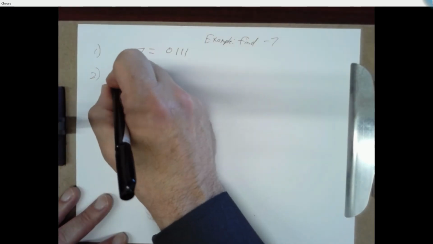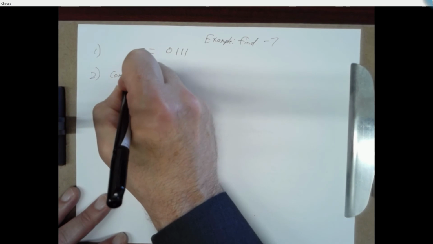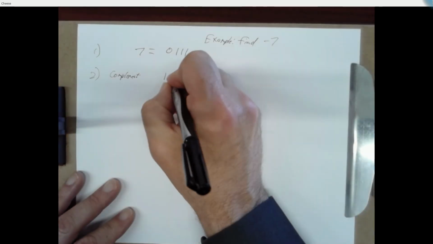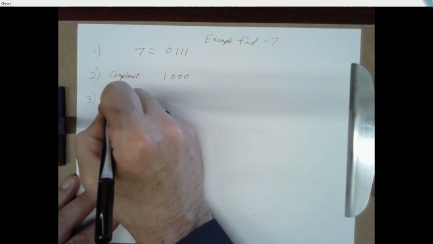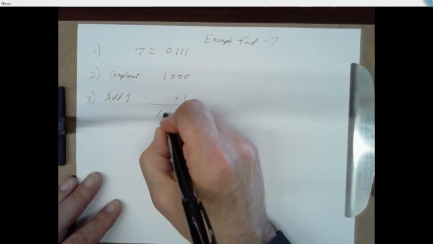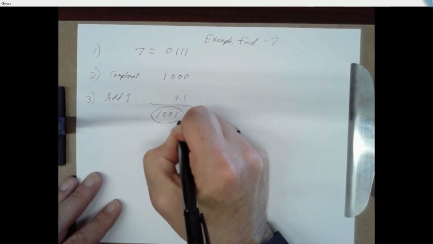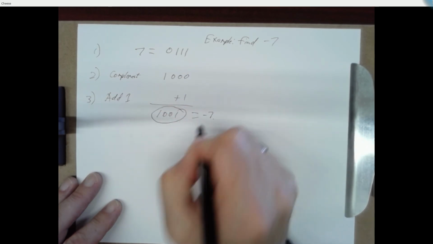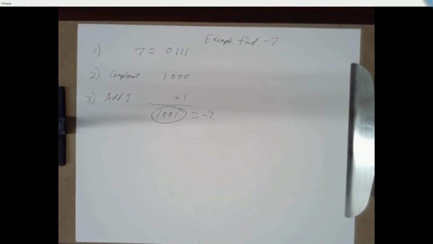Step 2, complement everything. Change your zeros to ones, change your ones to zeros. That gives me 1, 0, 0, 0. And then step 3, add 1. That's my 2's complement notation for -7.